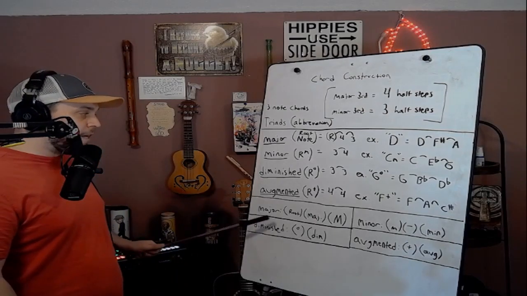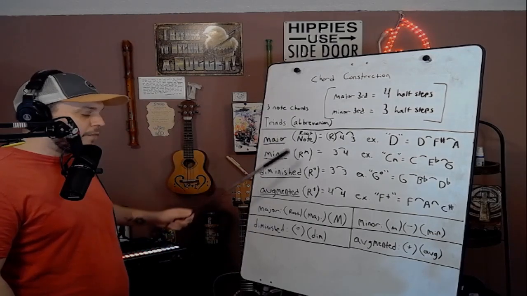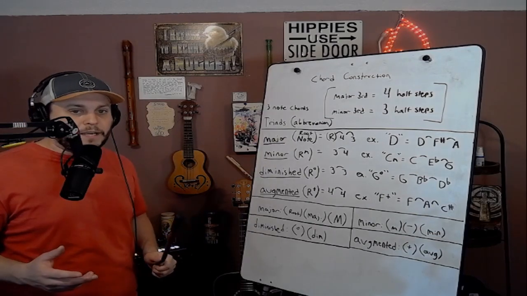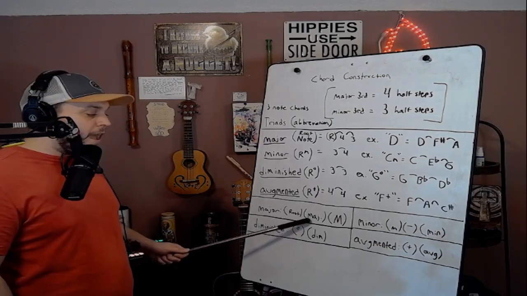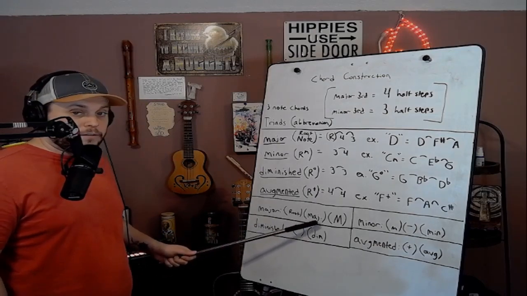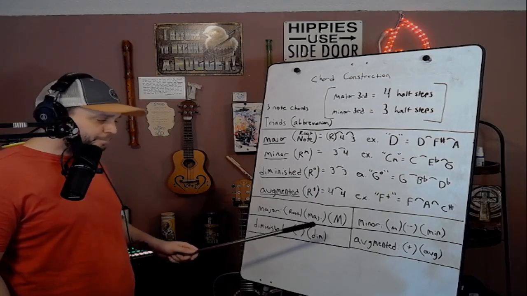So for major, we have the root note. That's the one that I go with. If I want you to play a B flat major, I'm just going to write B flat. But also sometimes people write M-A-J period. It's the same thing as major, all right?